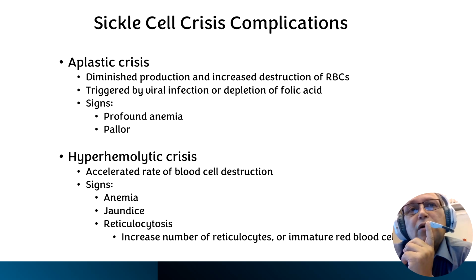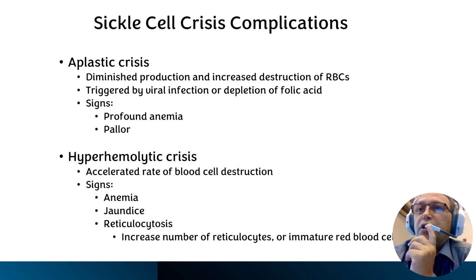Another fun thing is hyperhemolytic crisis. Red blood cells, again, are being destroyed. You're going to see this in anemia. You're going to see this in jaundice. Why jaundice? Because red blood cells have a high load of hemoglobin on board, and when hemoglobin breaks down, one of the key components is bilirubin. Bilirubin equals jaundice. If your liver is compromised because of a number of issues, the bilirubin continues to increase, you get jaundice, and jaundice will cause additional complications.